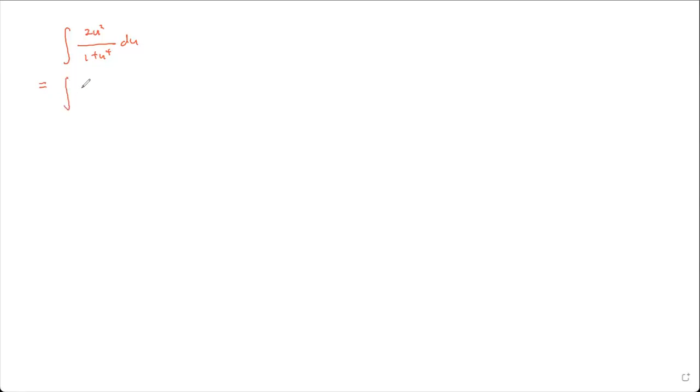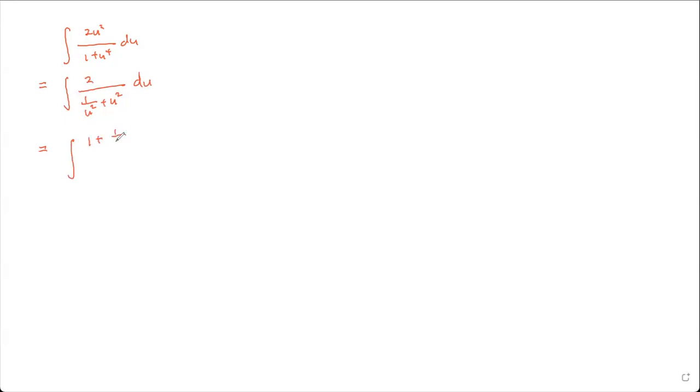Okay, so first of all, I'm going to divide the numerator and denominator by u square. So I'm going to get 2 over 1 over u square plus u to the power 4 divided by u square, which is just u square. This is the first step. And I'm going to separate this. How am I going to separate this? I'm going to introduce some new expressions.